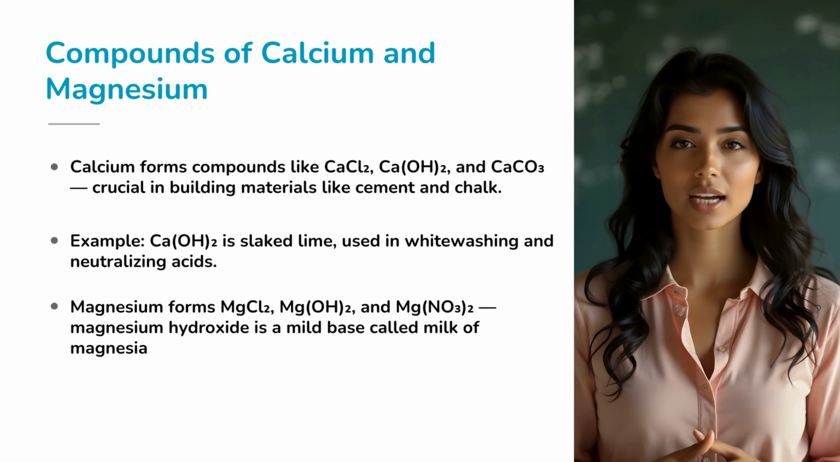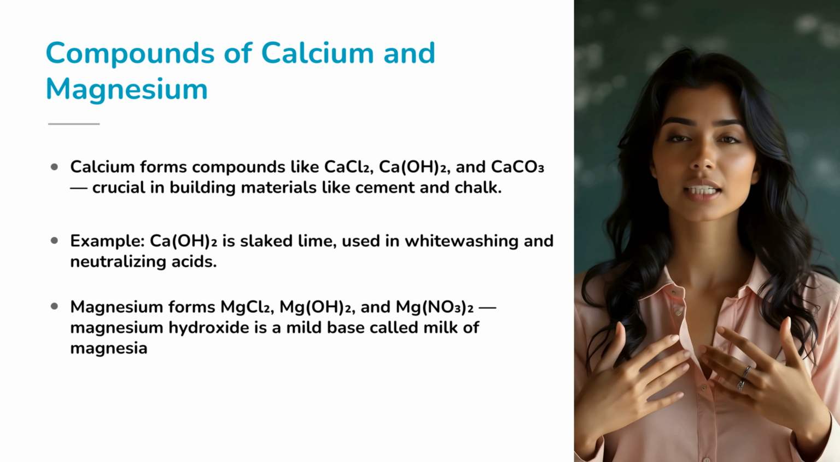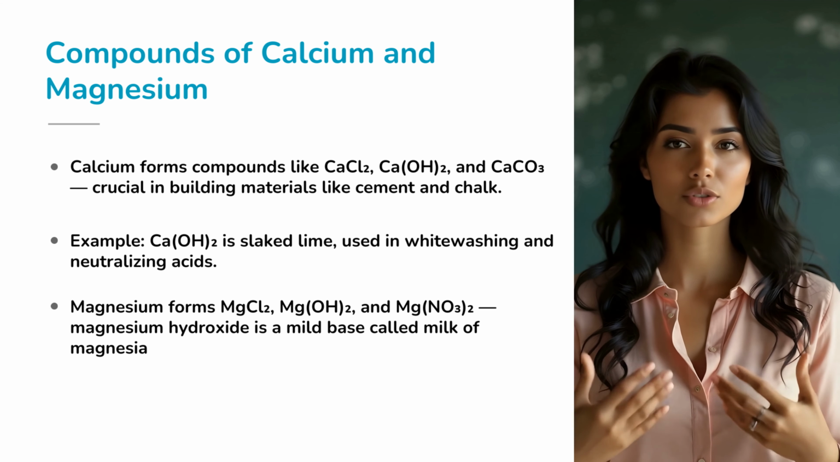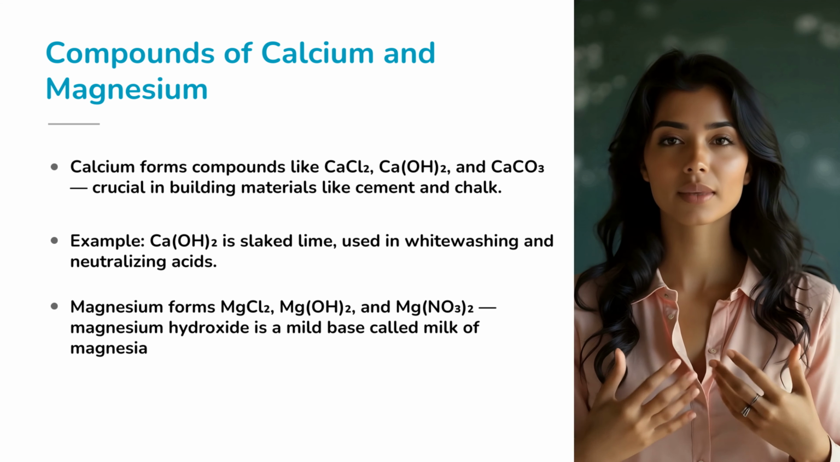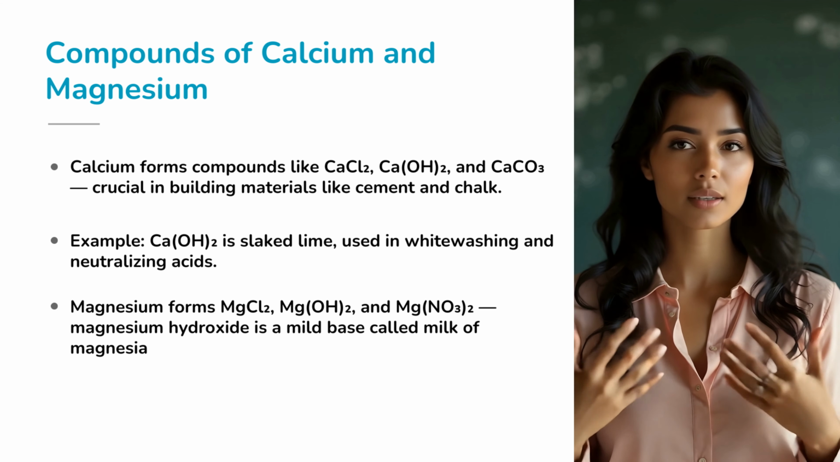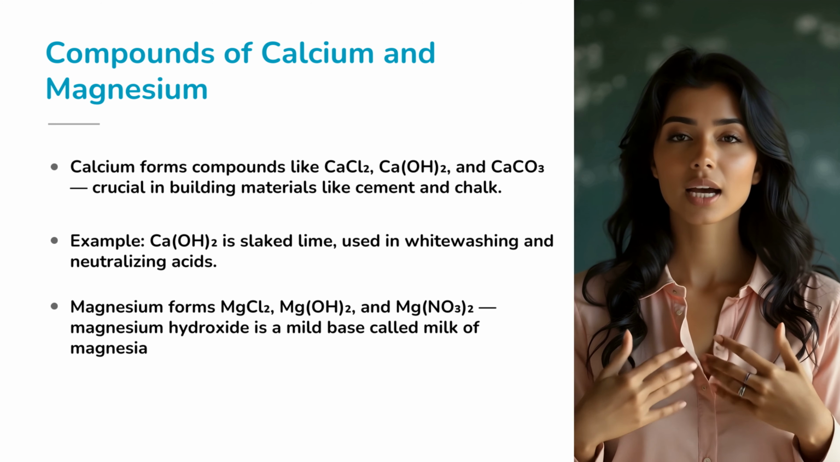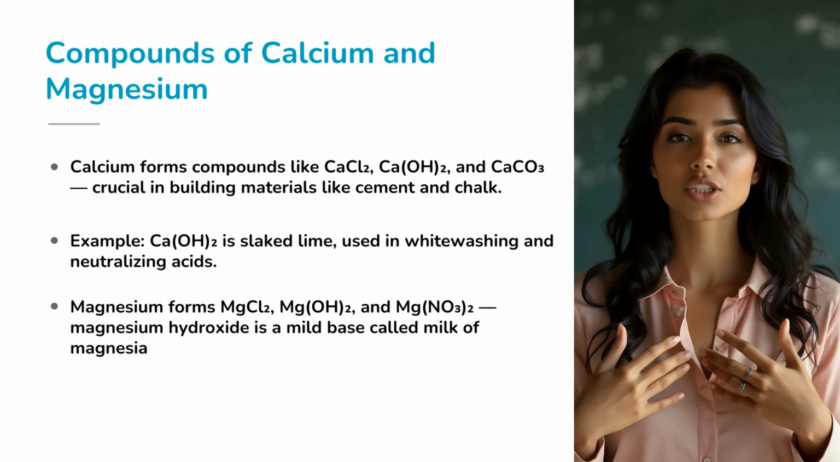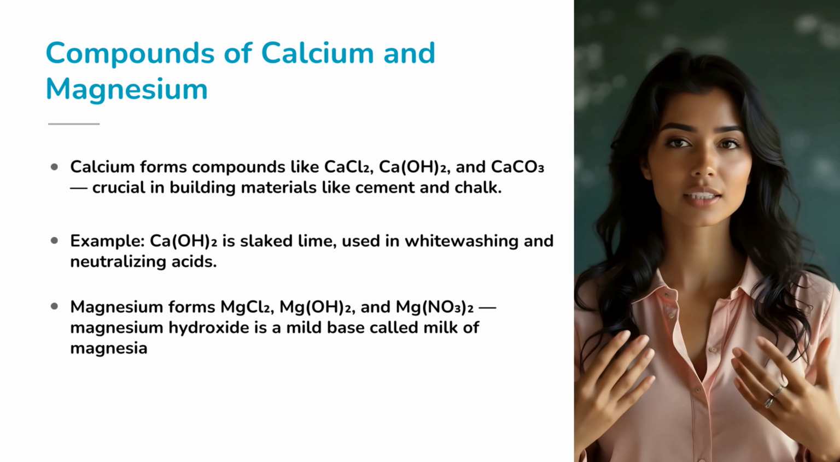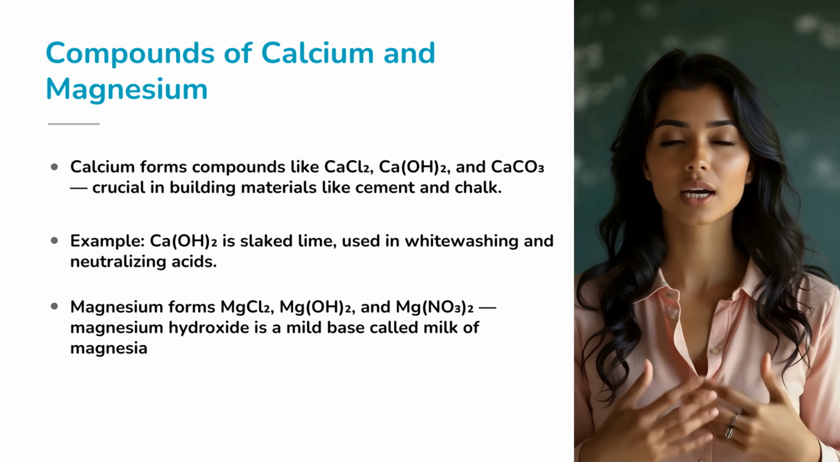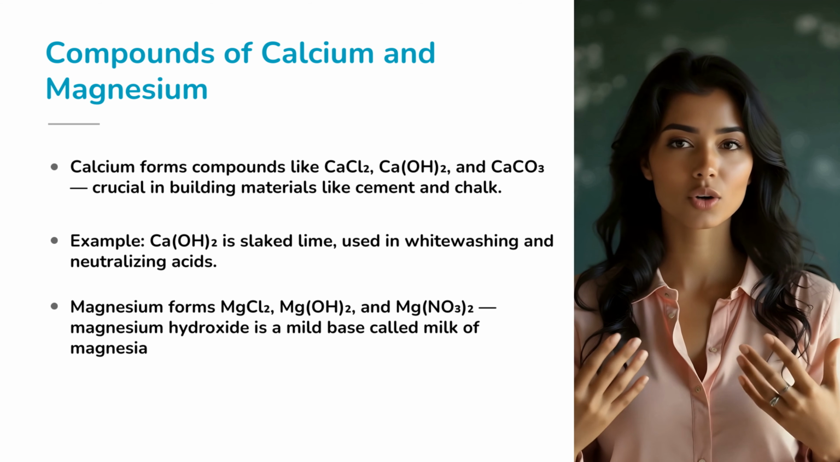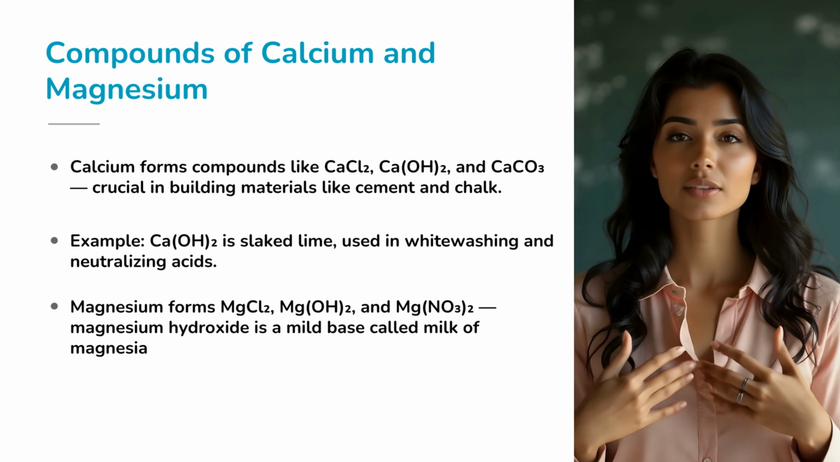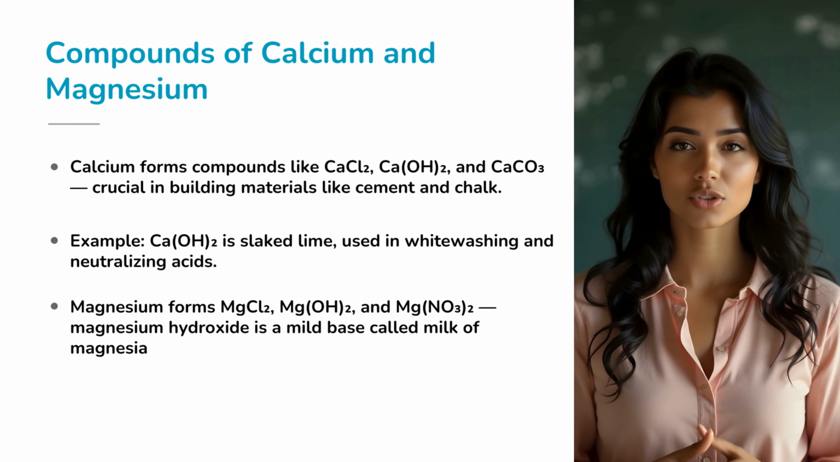Now, let's move to alkaline earth metals, calcium and magnesium. Calcium has a valency of 2 and forms Ca2+. Calcium chloride is CaCl2, used in medical fluids. Calcium hydroxide is Ca(OH)2, that's slaked lime, used in whitewashing. Calcium carbonate is CaCO3, that's chalk and limestone. Calcium nitrate is Ca(NO3)2. Calcium bisulfite is Ca(HSO3)2, used in bleaching.